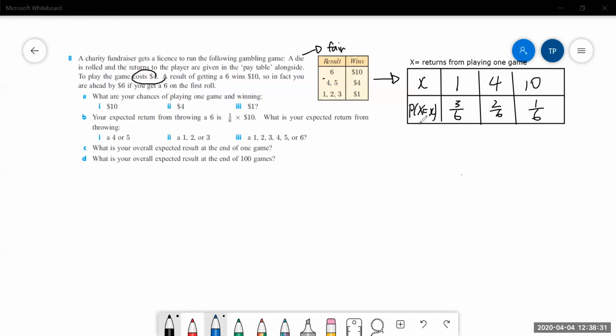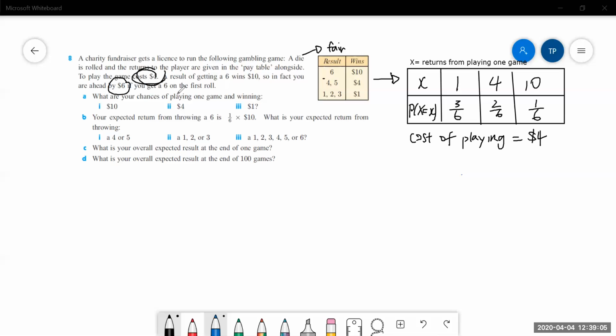To play the game, it costs $4. So the cost of playing is equal to $4. This is a fixed cost. Getting a 6 wins $10. So in fact, you are ahead by $6 if you get a 6 on the first roll. Do you understand this part? Because the cost of playing is $4, so 10 minus 4 gives you $6.